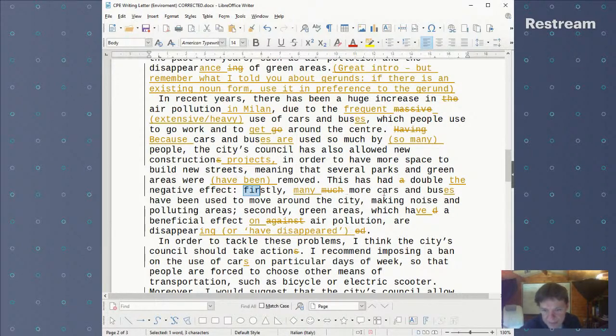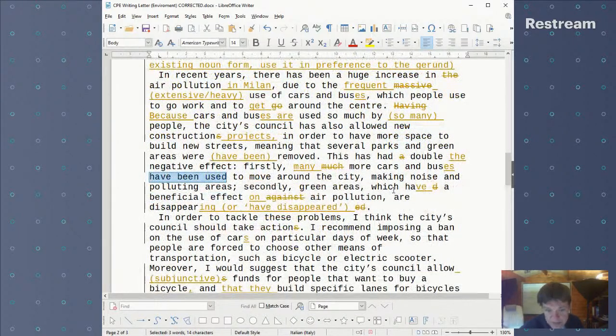Firstly, many more cars and buses have been used. Not much more cars and buses, yeah? Many more cars and buses. And I actually missed that. I'm sorry, I've got to apologise to my student. I did miss that one, and it's very often because I think I would probably say much more cars and buses, even though it's wrong. And so, unfortunately, I didn't recognise it at first glance. But yeah, many more cars and buses have been used. You're still using present perfect, which is excellent, to move around the city, making noise and polluting areas.